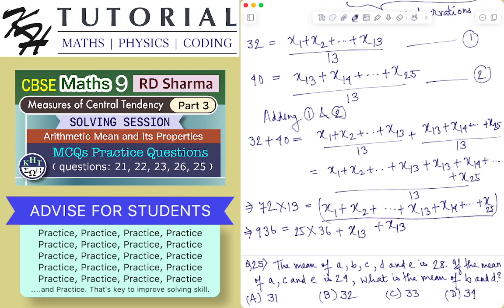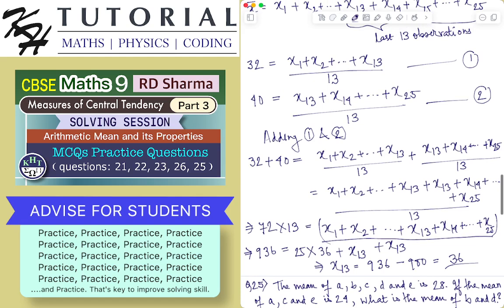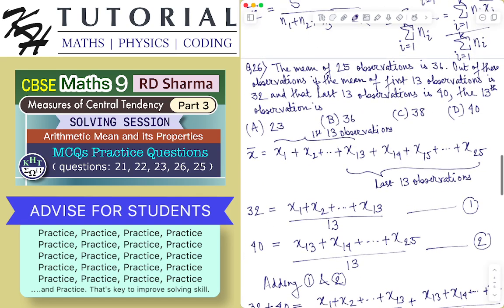So I got an equation in x13 where I can easily find x13. So this implies x13 is equal to 936 minus 25 multiplied by 36. 25 multiplied by 36 is 900. So this is 36. So the 13th observation, which is x13, is 36. So the correct choice is B. B is the correct choice.